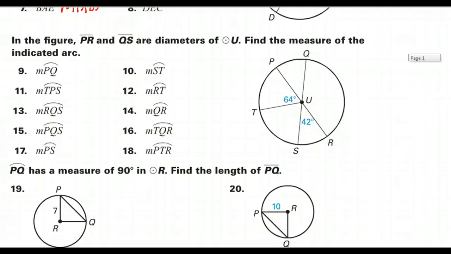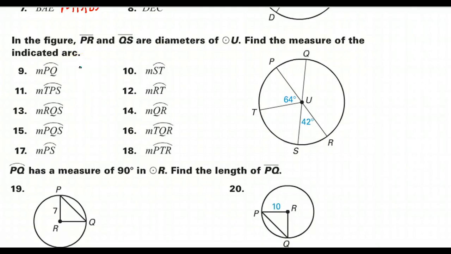Now, moving on down. In this figure, PR and QS are diameters. So these lines go straight across. They are diameters, cutting the circle into two semicircles. So that's good to know. Find the measure of the indicated arc.